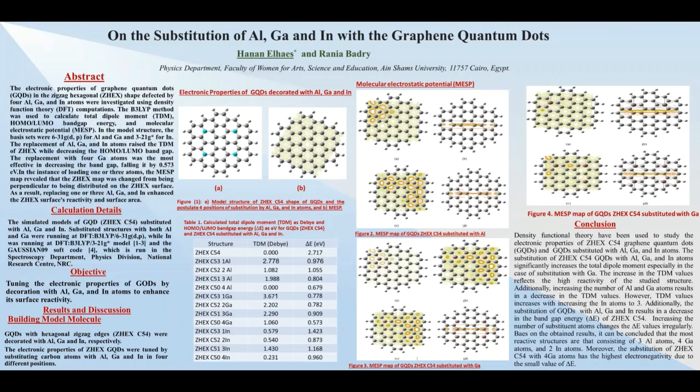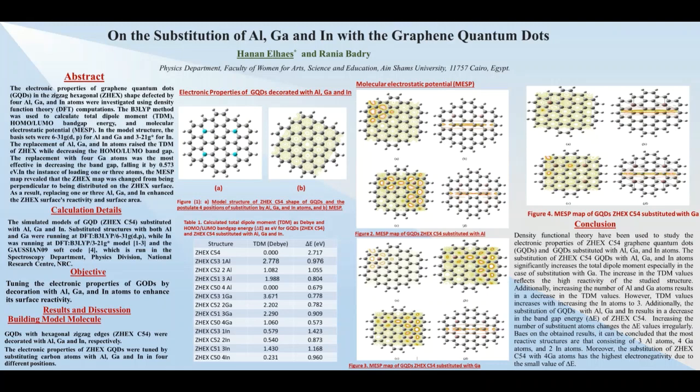Calculation details: model molecules representing graphene quantum dots, Z hex C54 and Z hex substituted with aluminum and gallium, are subjected to optimization utilizing density functional theory at the B3LYP 6-31G(d) basis set, while all calculations for the indium atoms are running at the B3LYP 3-21G* level of theory.